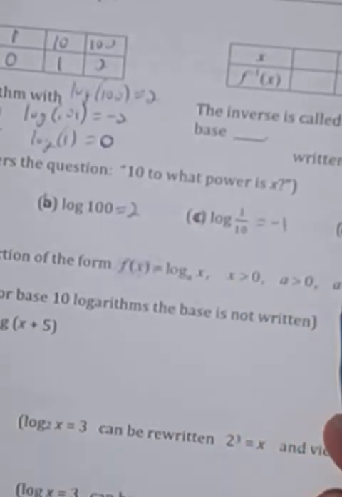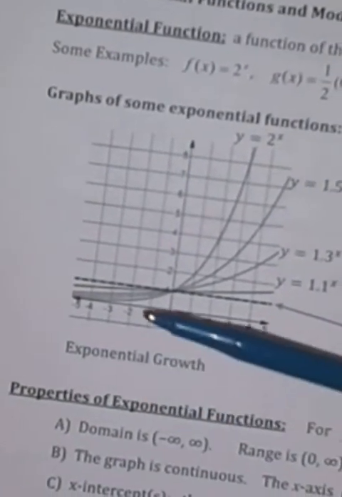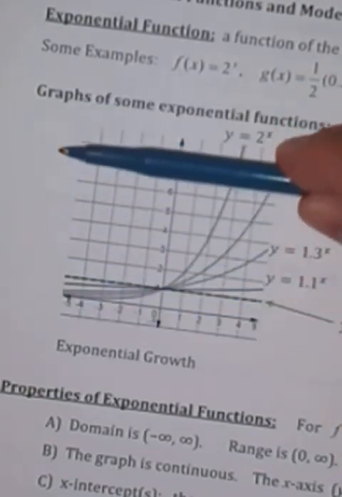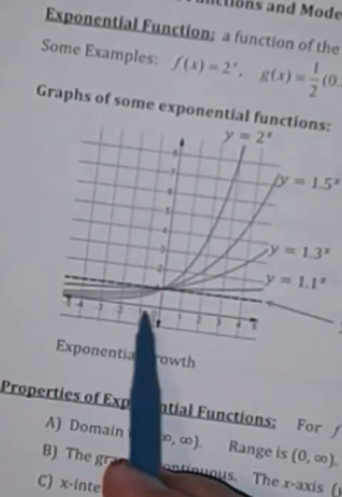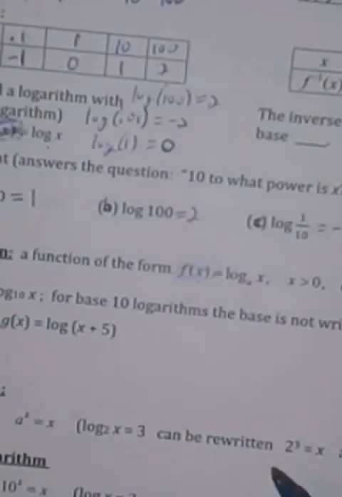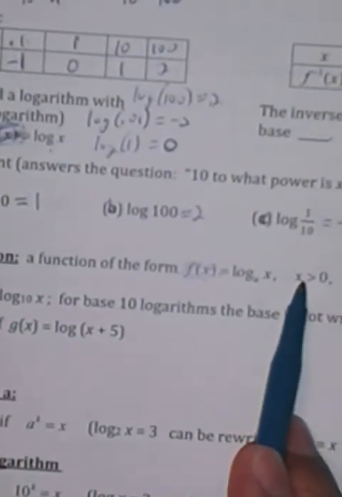A has to be greater than 0 and a is not equal to 1. And these are exactly the same as for the exponential functions. What about this x greater than 0? Well, remember on the exponentials, the range was the whole graph above 0, right? Remember y equals 0 is a horizontal asymptote. So the range for those is from 0 up, not including 0. So the domain for these is 0 and up, not including 0.